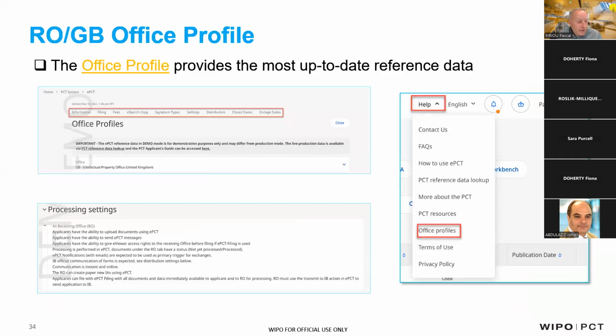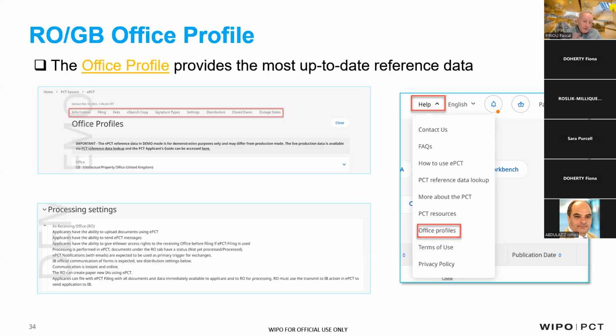So I mentioned earlier during the presentation that the office profile is quite useful. It will help you to check to which extent ePCT can be used to communicate with other IP offices. So here I took the example of RO/GB. In order to access the office profile, in the navigation bar in ePCT, you click on Help, and then you go to Office Profile. Then you enter GB as the receiving office authority, and then you go to Processing and Settings, and then you can see how you can use ePCT to communicate with that authority.